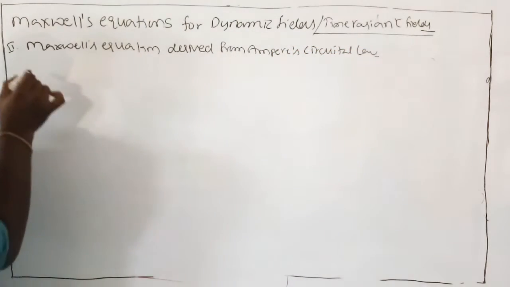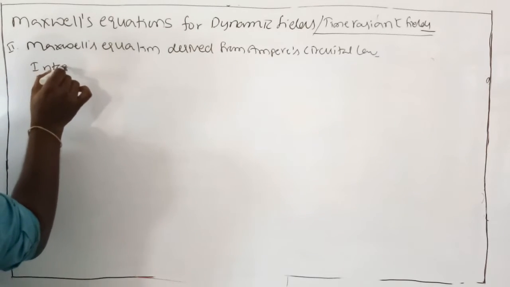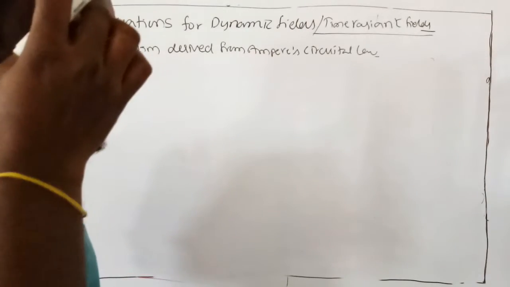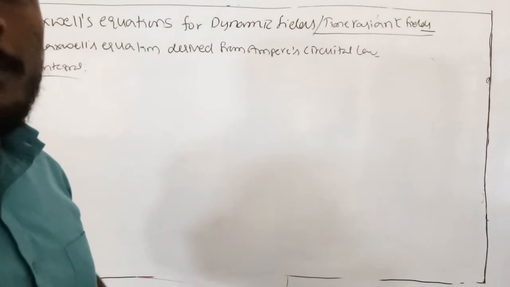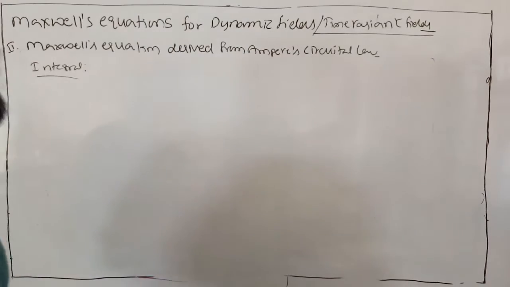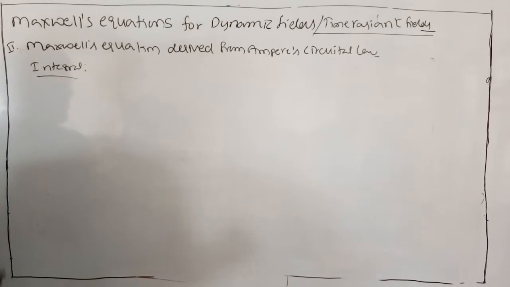Ampere circuital law in integral form and point form. So before that we should write this statement, which is already known to you. What is the statement of Ampere circuital law? The line integration of magnetic field intensity around a closed path is equal to the current enclosed by that conductor.